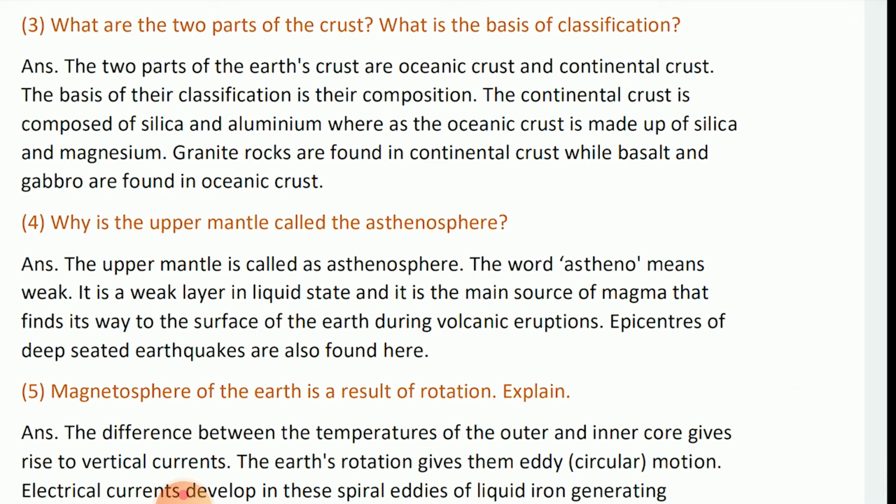What are the two parts of the Earth's crust? What is the basis of classification? The two parts of the Earth's crust are oceanic crust and continental crust. The basis of their classification is composition. The continental crust is composed of silica and aluminium, whereas the oceanic crust is made up of silica and magnesium. Granite rocks are found in the continental crust, while basalt and gabbro are found in the oceanic crust.